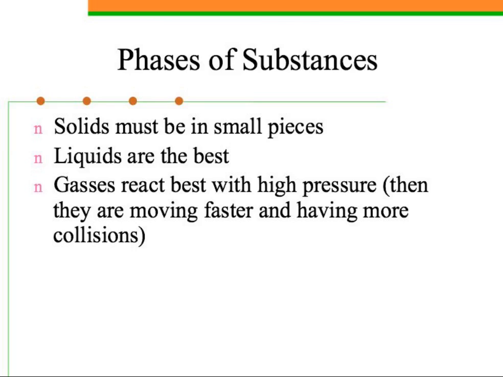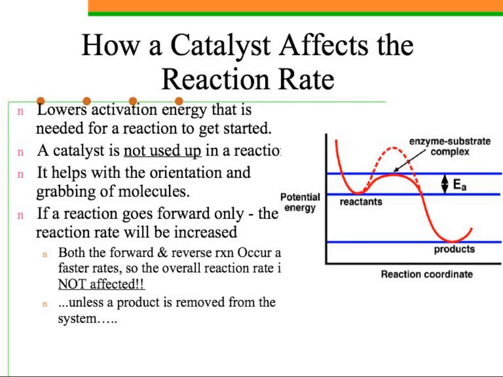The phases of a substance will also help you increase or decrease your rate of reaction. If you break up your solids into small pieces, you increase the surface area, and more surface area means a faster reaction. Liquids react the most effectively because we have the smallest particles in the smallest amount of space. Gases will react the best with high pressure because theoretically we'd be compressing them down, making them move faster, forcing collisions to happen more often.